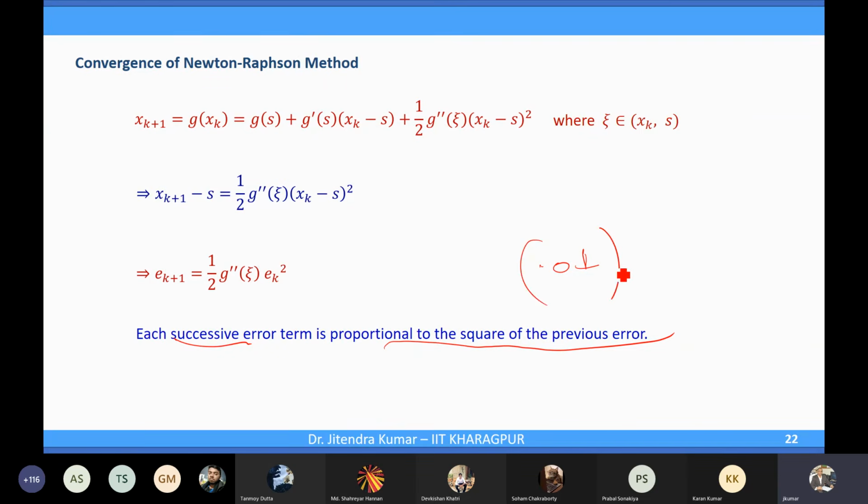Then in the next step your error will be 0.01 whole square, 0.0001. Correct? Which one is better, if we have a linear term or a quadratic term? But if the error is greater than 1, it will blow up. Yes, in that case, it will not converge.